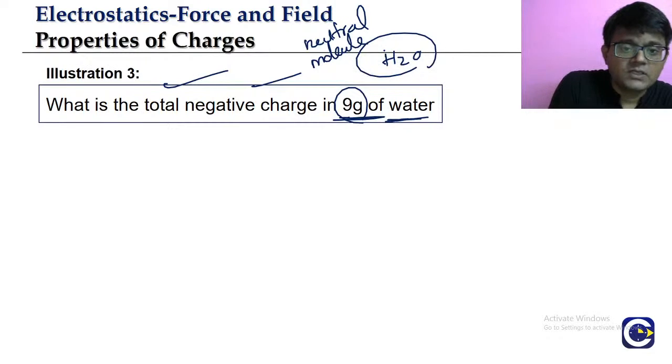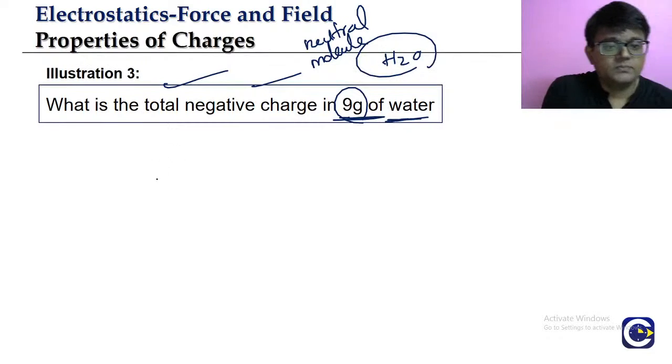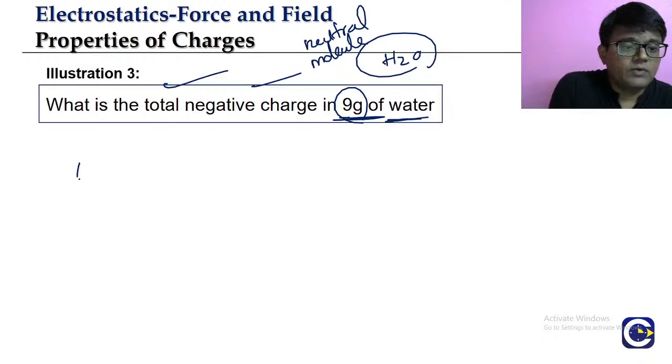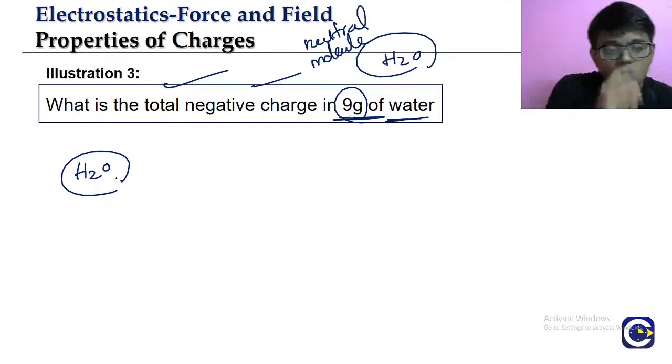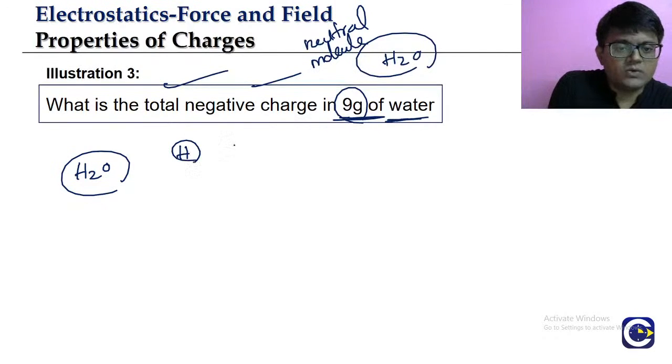Okay, so how do we solve this problem? First, let's look at one water molecule. What will be inside a water molecule? You will have 2 hydrogen atoms and 1 oxygen atom. So each hydrogen will have 1 electron.